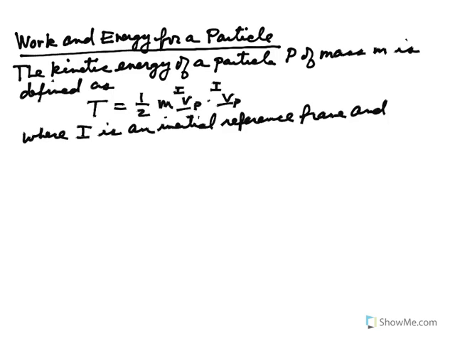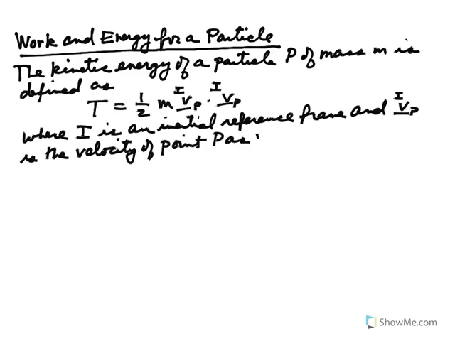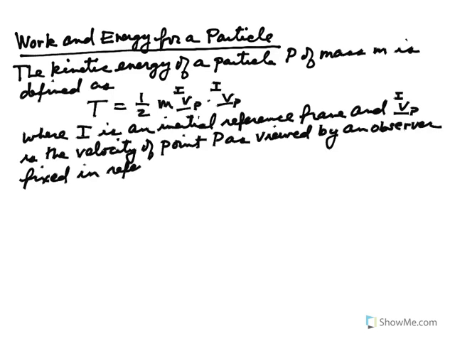And v^{P/I} is the velocity of point P as viewed by an observer fixed in reference frame I.